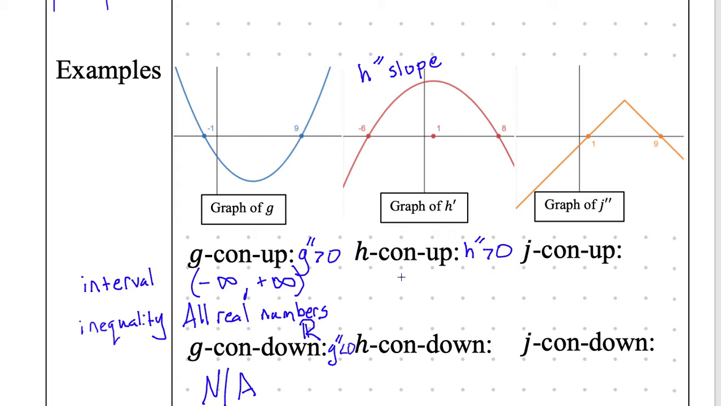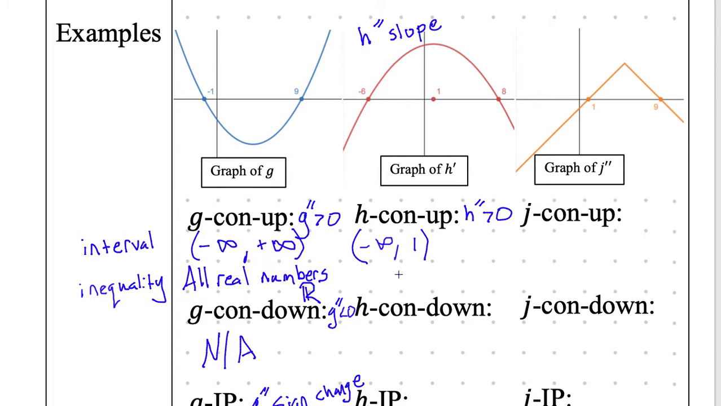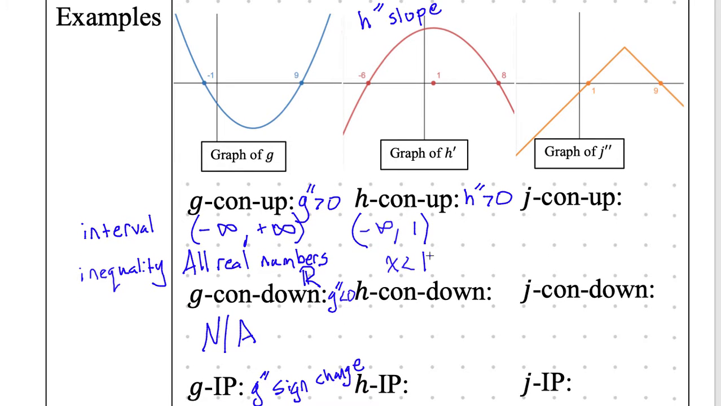The left side. How do we say that in interval notation? To this x coordinate right here of 1. So does it include 1 or not include 1? Not include, because we have a slope of 0 at 1. How do we say that in inequality notation? X is less than 1. As simple as that. Everything to the left of 1 has H double prime greater than 0.